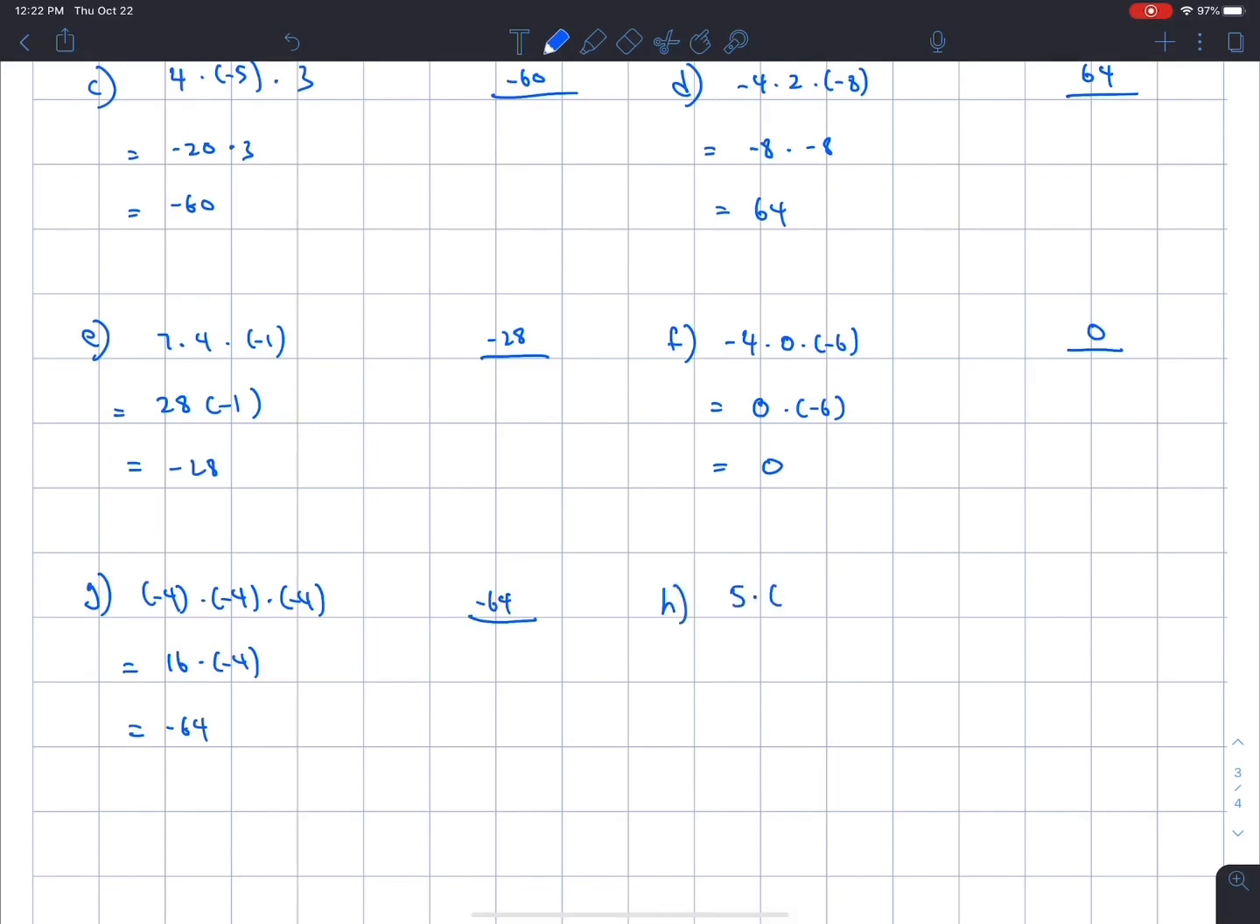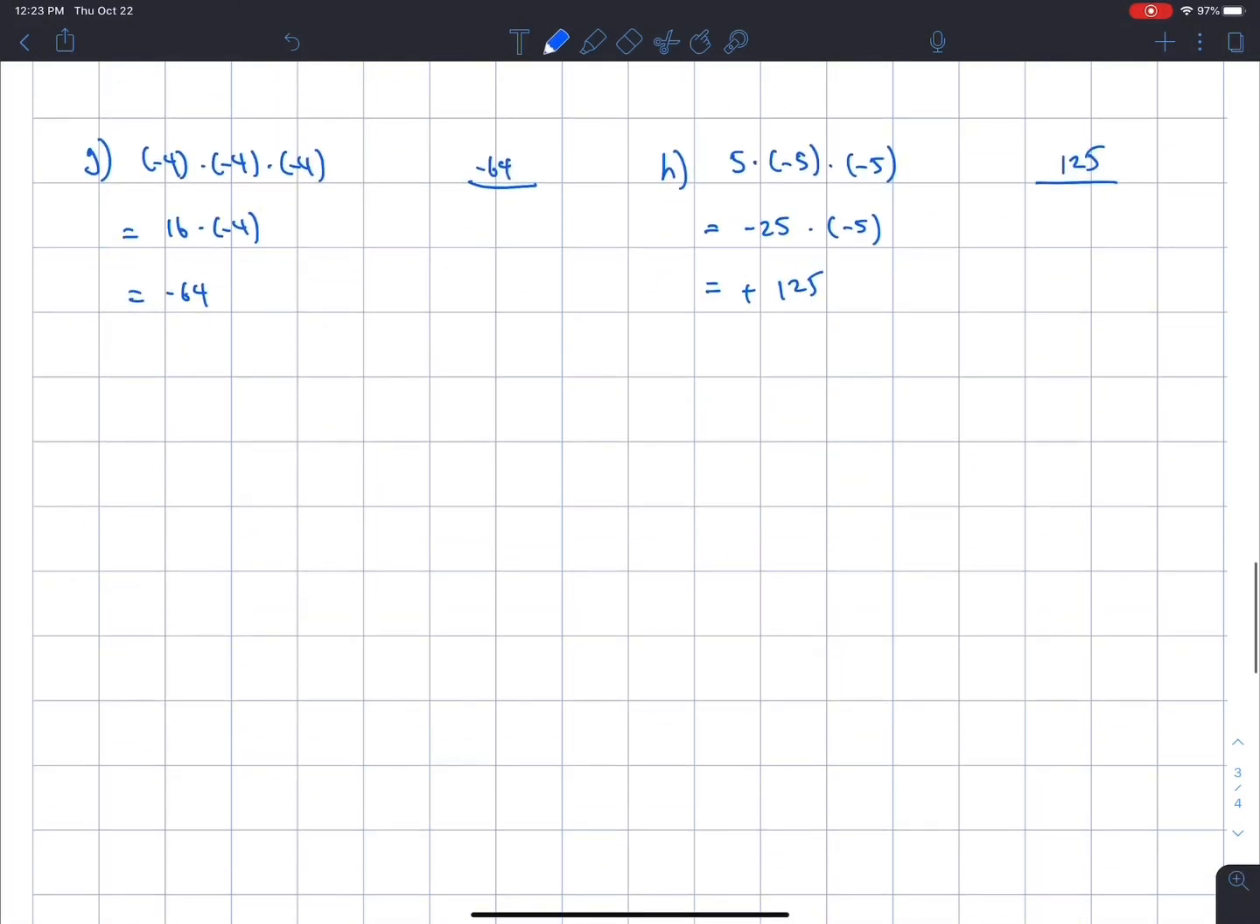H. 5 times -5 times -5 equals. So 5 times -5 is -25 because positive times negative is negative, and then negative times negative is positive. 25 times 5 is 125. So our final answer is just 125. I. 2 times -11 times -5. Positive times negative is negative, so 2 times -11 is -22. And negative times negative is positive, so 22 times 5 is 110.